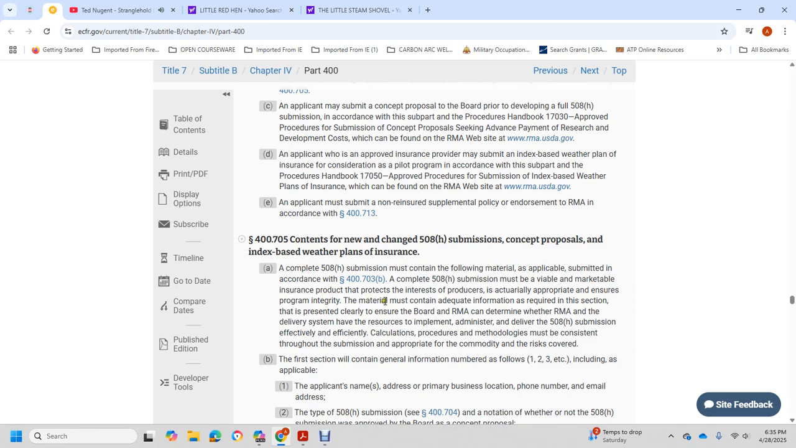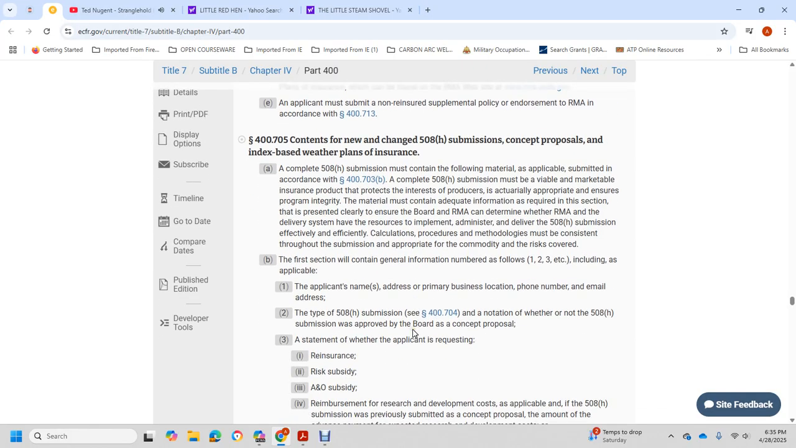The submission must contain adequate information, as required within the section, to make clear to the board and RMA the delivery system and the reach, to implement and administer the delivery of the 508(h) submission effectively and efficiently. The calculation procedure and methodology must be consistent throughout the submission, with the appropriate risk covered.